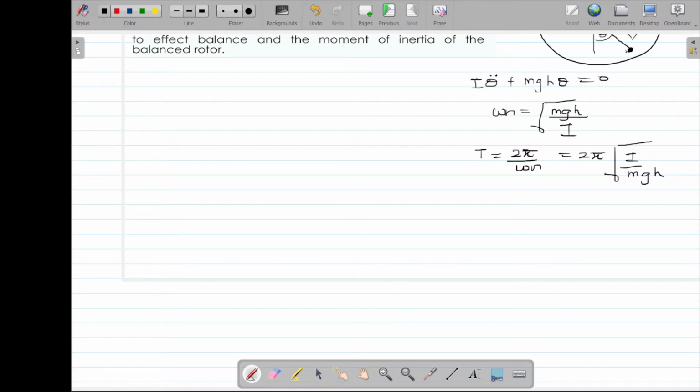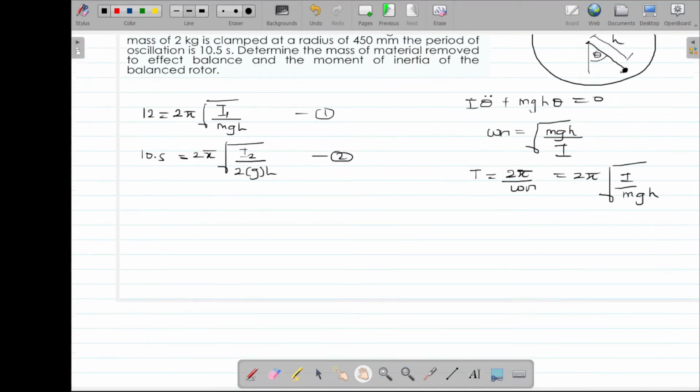So from here, in the first scenario, we have 12 seconds as the period, which should be equal to 2 pi square root of I1 all on mgh, equation 1. And in another situation, we have 10.5 equals 2 pi square root of I2 all on 2 times gh, equation 2. So from equation 2, we can easily get I2, which is the moment of inertia of the whole system at the instance where a mass 2 was clamped to the system.